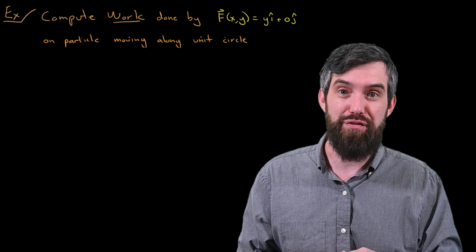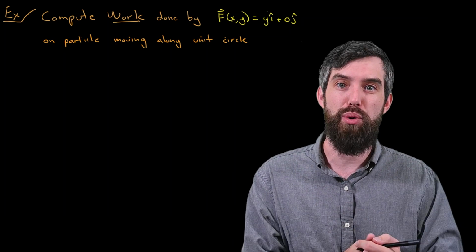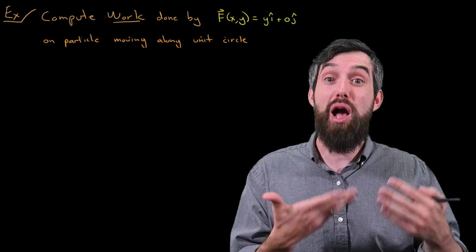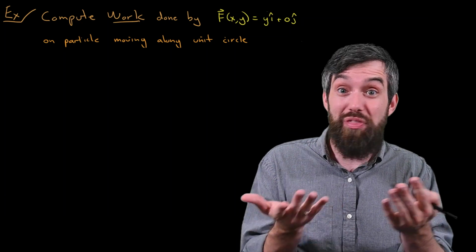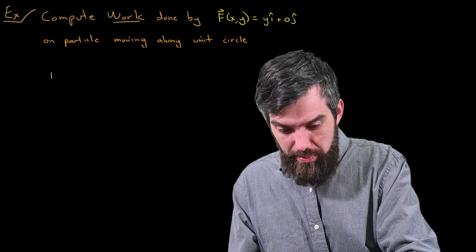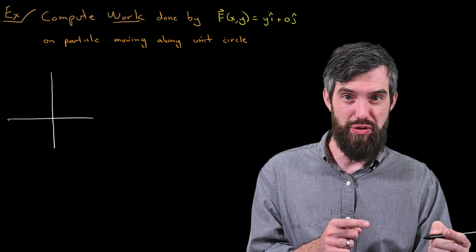I have some vector field F of x, y is y i-hat plus nothing in the j-hat component. And then I have some curve. It's the standard unit circle rotated around once counterclockwise. So let me first sketch what this looks like, just to get a little bit of an intuitive feel for what's going on. If I have just my normal xy coordinates, what does this vector field look like?